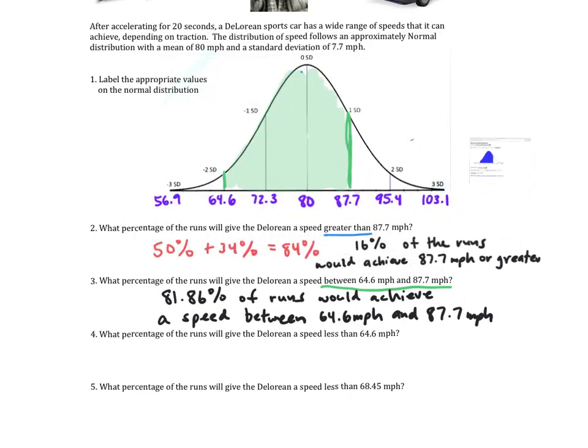But I'm going to put this in the background over here. All right, next question. Oh, I almost forgot to erase this. Right, so we have to erase this really quick. What percent of the runs will give the DeLorean a speed less than 64.6? Let me use a different color here. Less than 64.6.